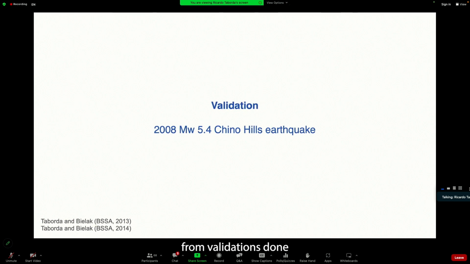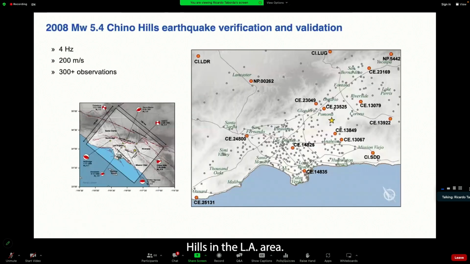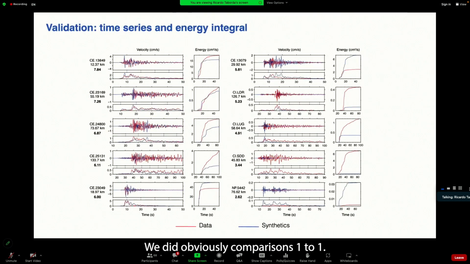So here are some results from validations done for a moderate magnitude earthquake, Chino Hills in the LA area. And for this, we had back then over 300 observation points. We did obviously comparisons one-to-one, and you can find fair, poor, good, and excellent fits for this. Also, depending on how you see it, if you see it based on energy, based on response spectra, Fourier spectra, the time series, and in any one of these different perspectives, you will find things that are good and things that are not good.